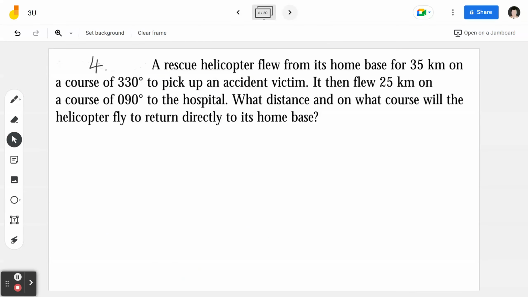Example number 4. A rescue helicopter flew from its home base for 35 kilometers on a course of 330 degrees to pick up an accident victim. It then flew 25 kilometers on a course of 90 degrees to the hospital. What distance and on what course will the helicopter fly to return directly to its home base? Again, I would like you to pause the video, start with the diagram, try to solve this. When you're done and you press play again, I'll be here.